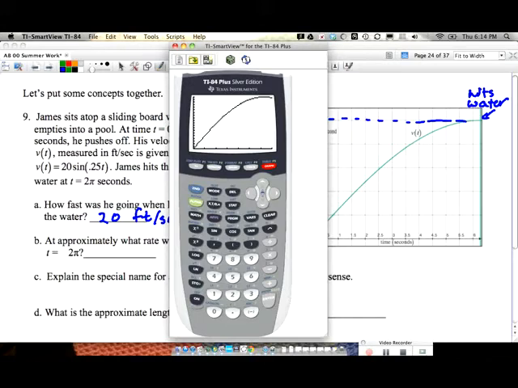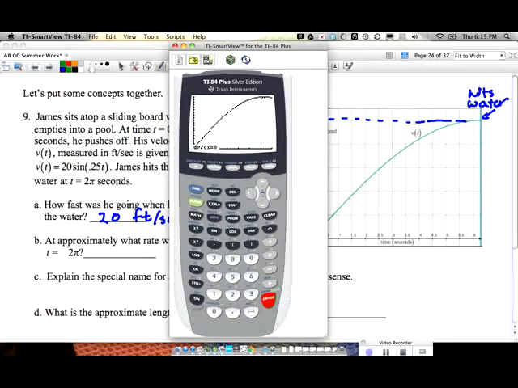Okay, and at approximately what rate was he going when t equals 2 pi? Well, that means I've got to find the instant slope. Now, if you guys remember, we were actually doing this using the graph calculator. So if we go down to 6, that's our dy/dx, that's our instant slope. Now 2 pi, I don't know if you can put that in here. Let's try 2 times, and we're going to put pi, second pi.